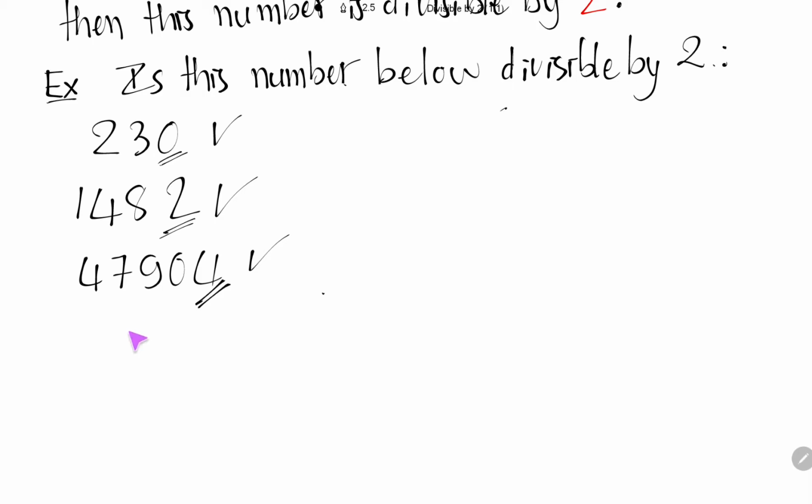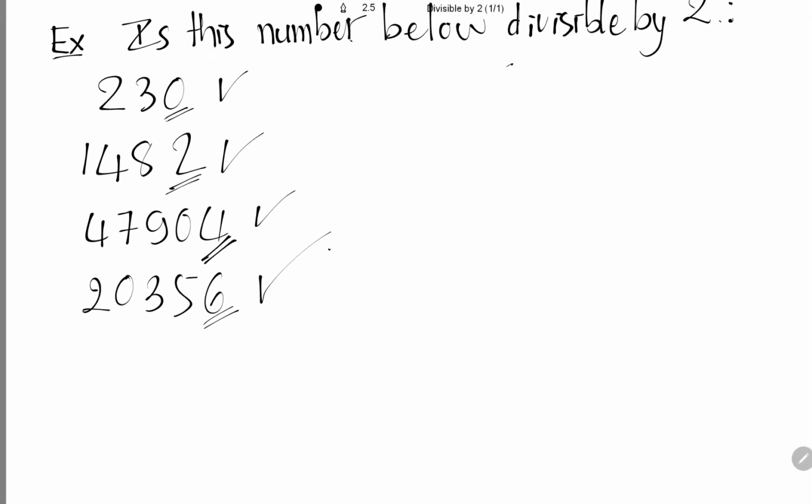Another number. If I have number 2, 0, 3, 5 and 6. Okay, the last digit is number 6. Then this number is divisible by 2.